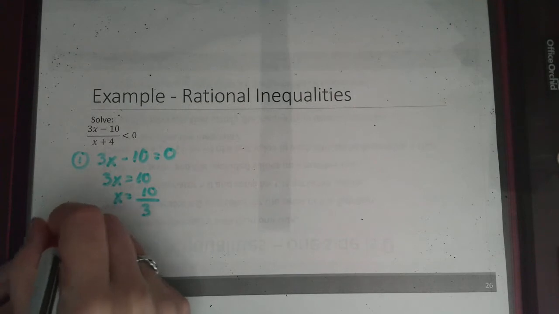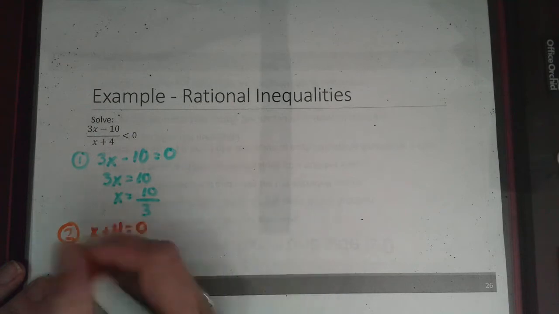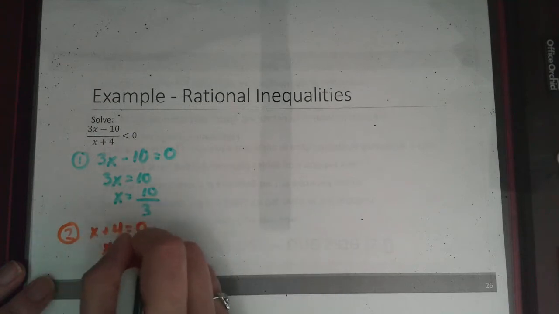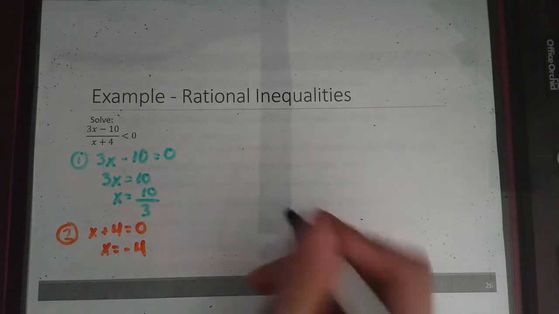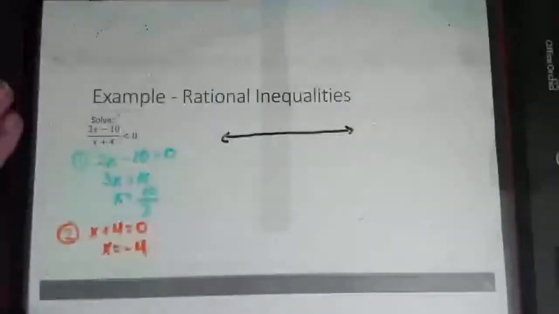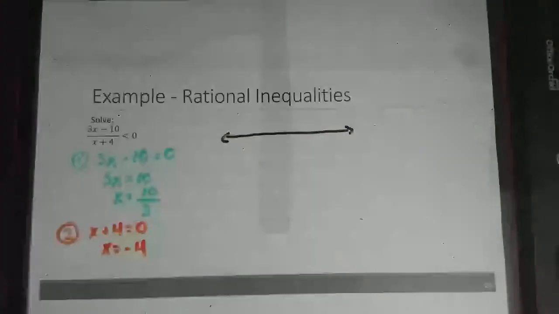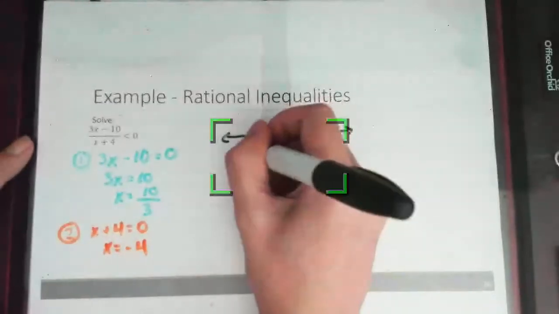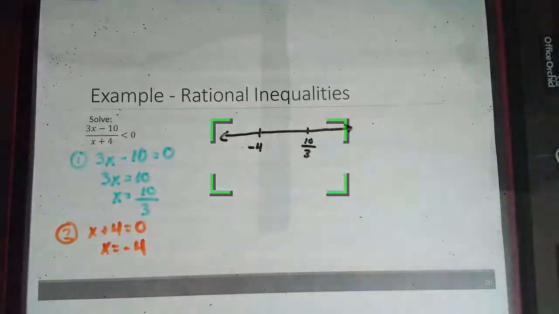For step 2, we set the denominator equal to 0. So x + 4 = 0. I can move the 4 over, and we get x = -4. That is the excluded value. That is the only value of x that is not allowed. So now we are going to place these on a number line. Again, my number line doesn't need to be to scale, but it does need to be in order. So -4 is less than 10/3, so my -4 will go over here. My 10/3 will go over here.